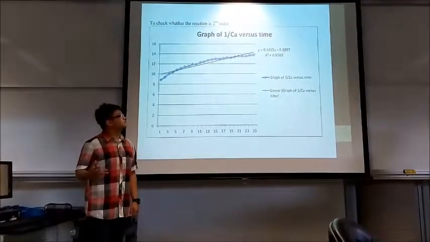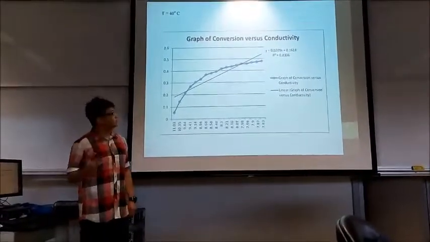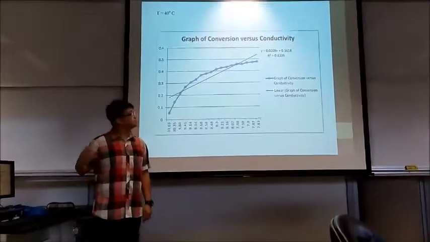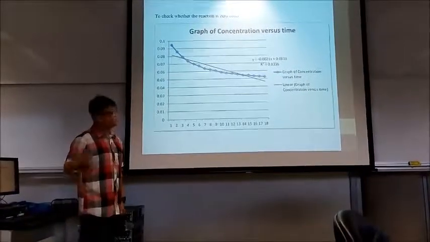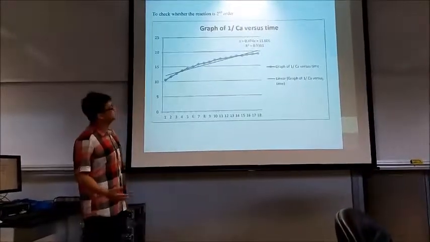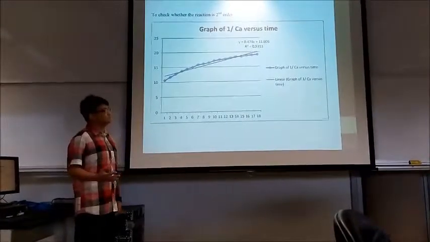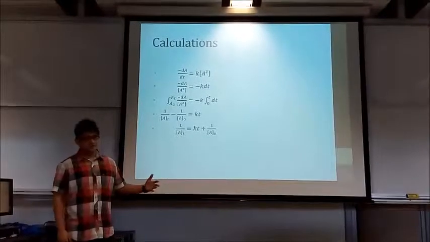Next, we do the same thing for 40 degrees. We plot the graph of conversion versus conductivity, then the same graphs: concentration versus time, ln Ca naught over Ca versus time, and last but not least, 1 over Ca versus time. Now I'll be proceeding to the next part, which is the calculations.